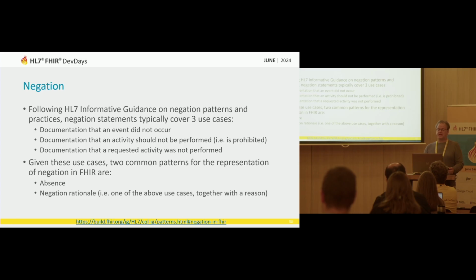So following informative guidance from HL7 on negation patterns, we have typically 3 different use cases. The first is just documentation that an event did not occur, like some procedure did not happen. Documentation that an activity should not occur, like something is prohibited, you're saying don't do this. And then documentation that some activity that was requested was actually rejected. You asked me to do something and I said, no, I'm not going to do that. Given these use cases, there are 2 common patterns for the representation of negation in FHIR. There's absence and there's negation rationale, which is one of the above use cases together with a reason.